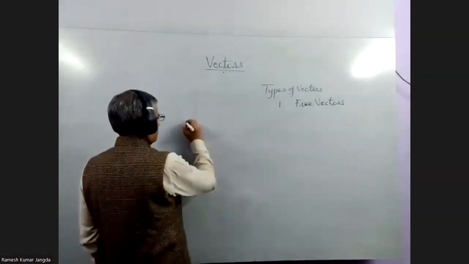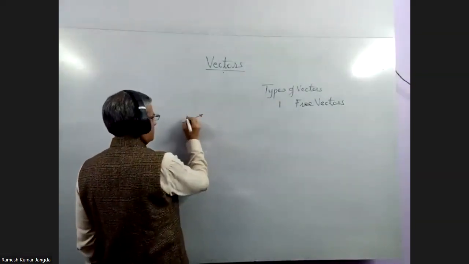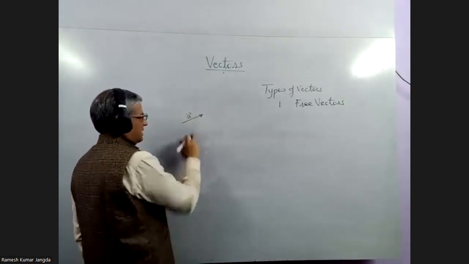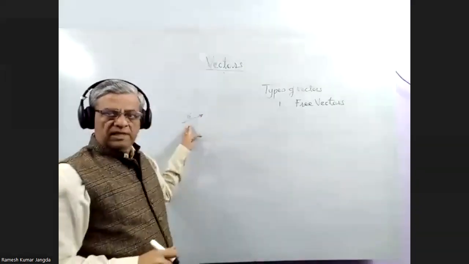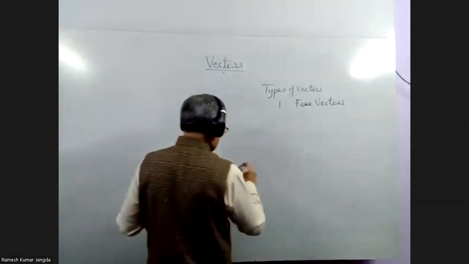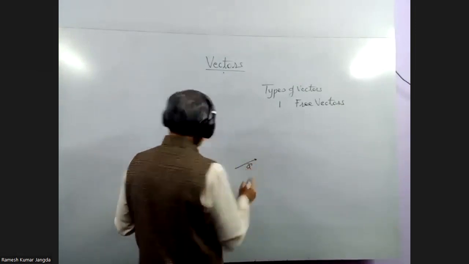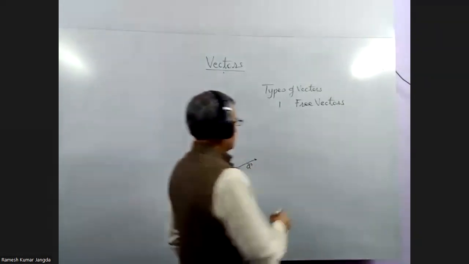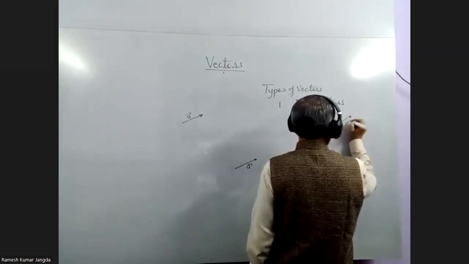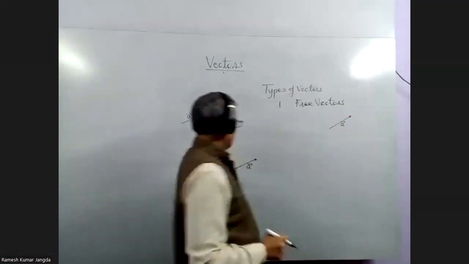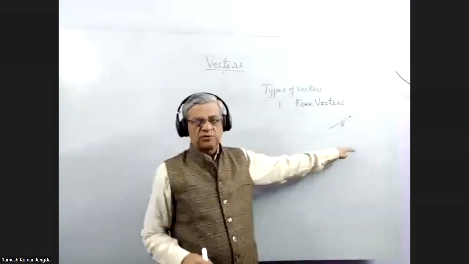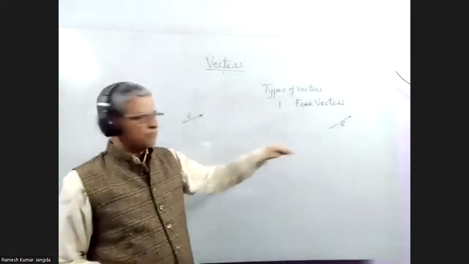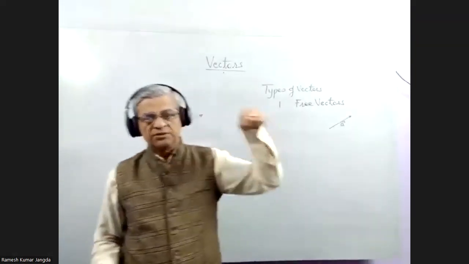So if this is a vector A, I can move this vector anywhere. I can draw it here also. So this will still be the same. I can move it to this place. Still the same. So far, magnitude and direction are the same. All these vectors represent the same quantity.